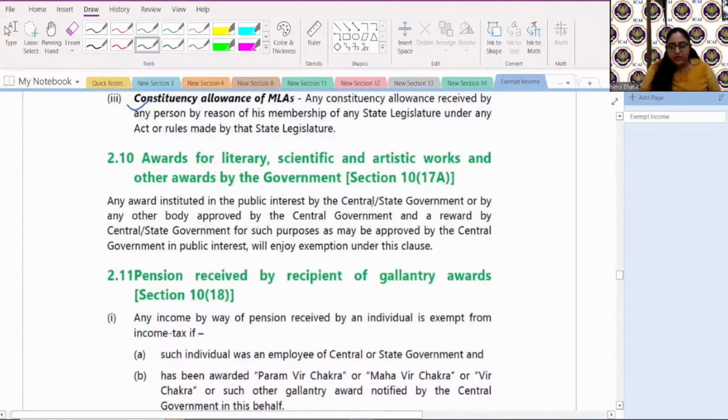Next is section 10 clause 17A. Award for literary, scientific and artistic works and other awards given by the government. If the government or the state government gives you any award, it has monetary benefit also with it, which is for your literary, scientific and artistic works, like national awards. I'm not talking about Filmfare awards, I'm talking about national awards which are awarded by the government or which are awarded by the state government. On those awards, any amount which I've received would be exempt.